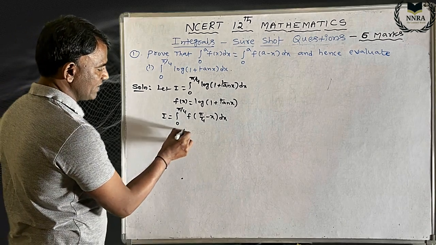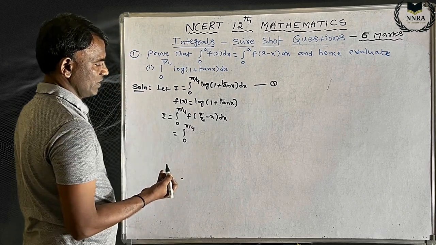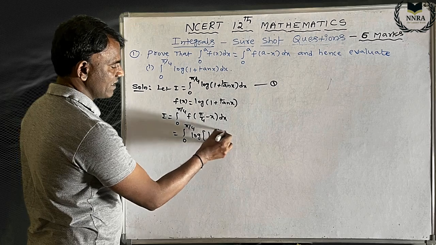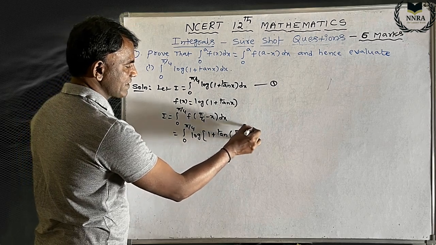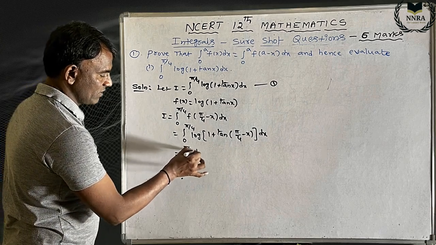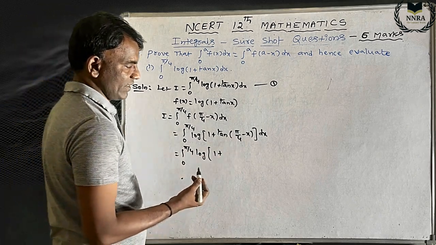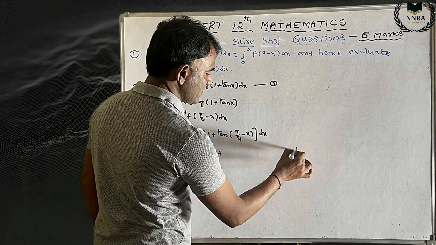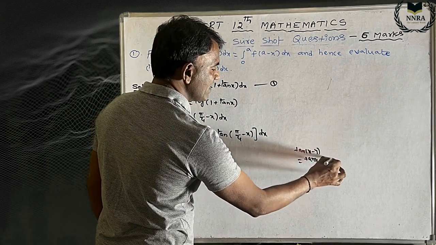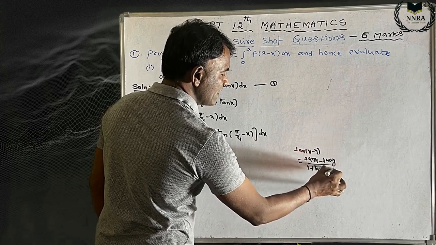And how to write this value? Integral 0 to pi by 4. So here this is equation number 1. Now f of pi by 4 minus x means log of 1 plus tan of pi by 4 minus x, then dx. And integral 0 to pi by 4 log of 1 plus. Now this is the form of tan of x minus y. So what is the value of tan of x minus y? Generally tan of x minus y can be written as tan x minus tan y divided by 1 plus tan x tan y. Right? This is the standard formula.